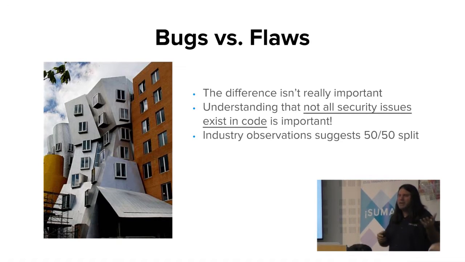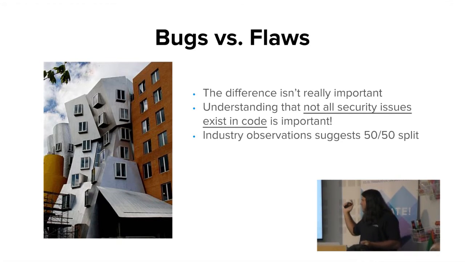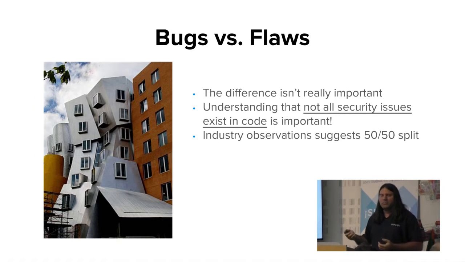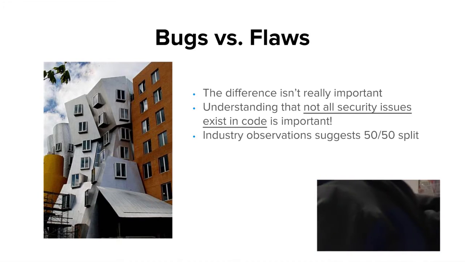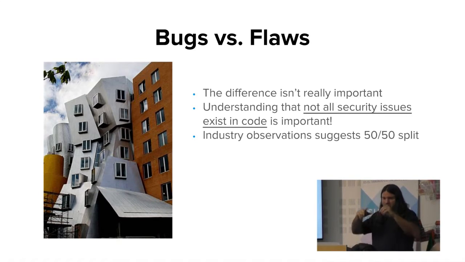So if you're doing pen testing and static code analysis, let me jump forward here. Industry observations suggest there's about a 50-50 split. We find about half of the vulnerabilities in systems by doing code analysis and penetration testing. We find about half of them by admiring the architecture and looking for weaknesses.